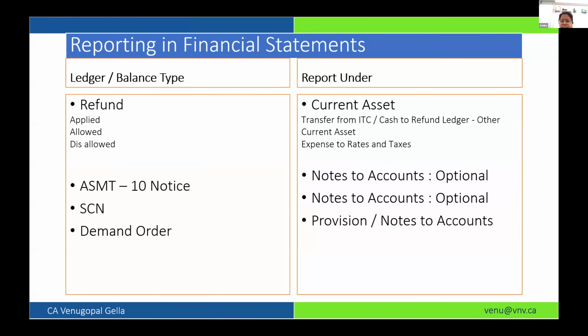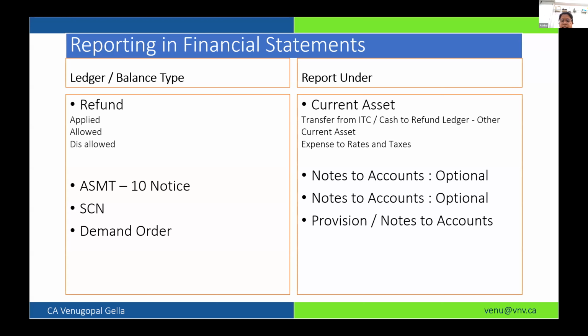Then for refund, as we discussed, there may be a case where you have applied for refund but it is not sanctioned, or it has been applied and refunded. In case it is refunded, obviously your electronic credit will automatically reduce. Where it has not been refunded and is pending, it will form part of current asset.